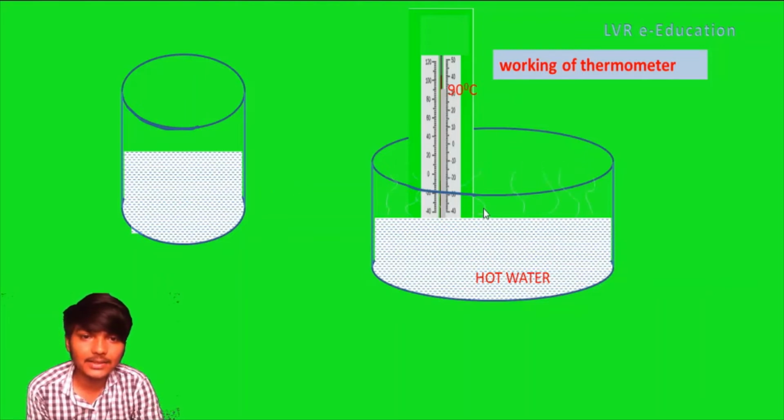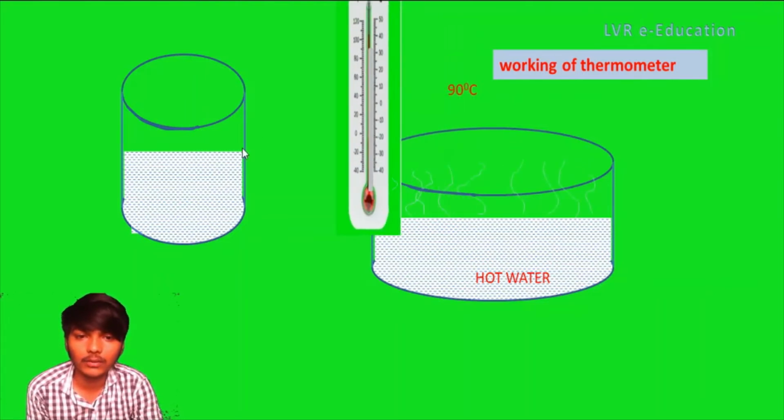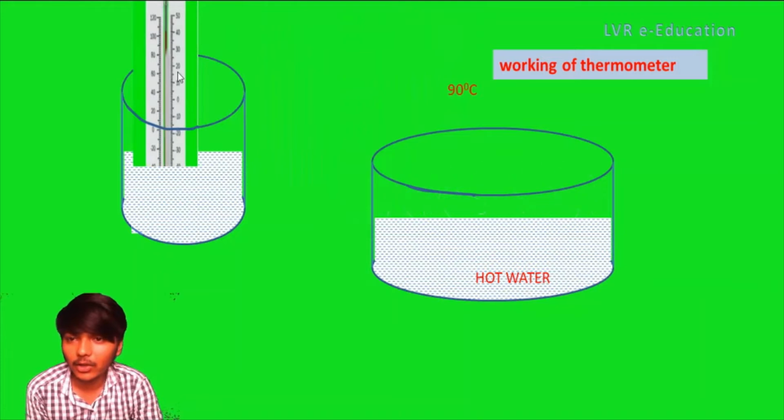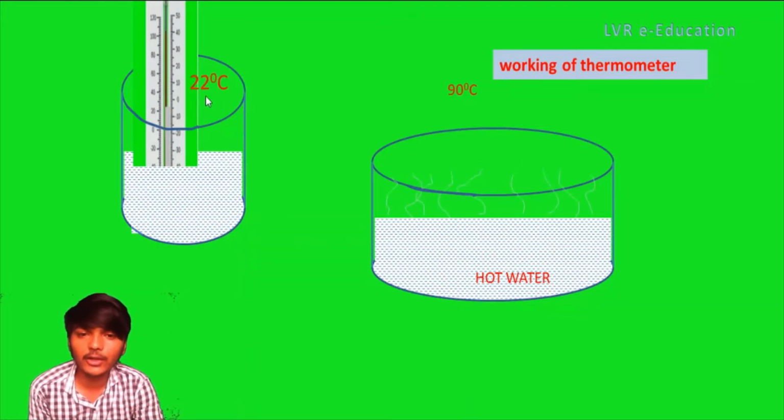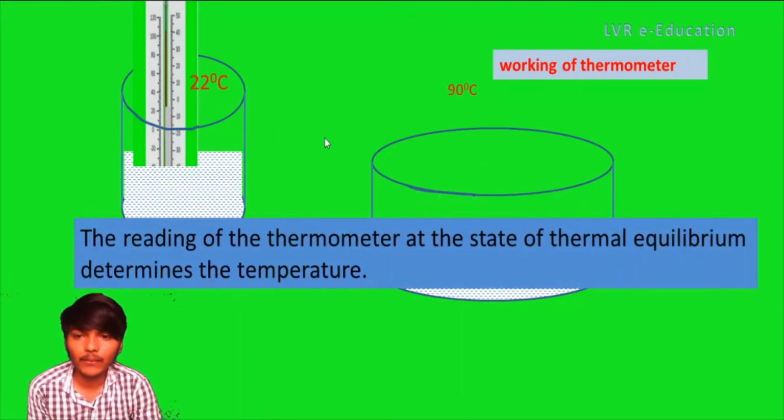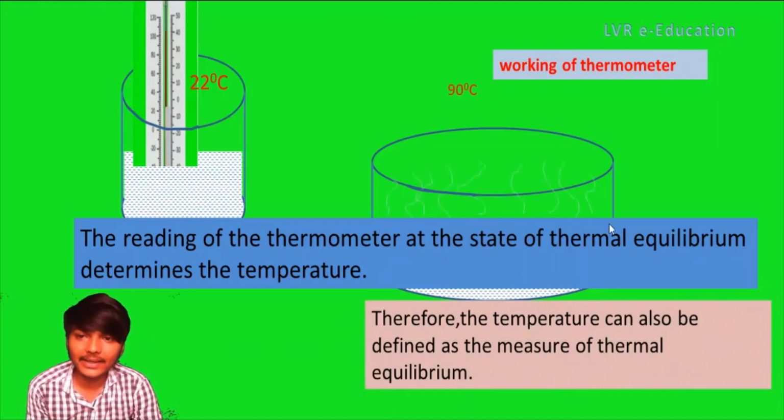Now let's place this thermometer inside the cold water. We will observe that the mercury keeps contracting until it is showing the reading of 22 degrees centigrade. So we can say the reading of the thermometer at the state of thermal equilibrium is the temperature. Therefore, we can define temperature as a measure of thermal equilibrium.